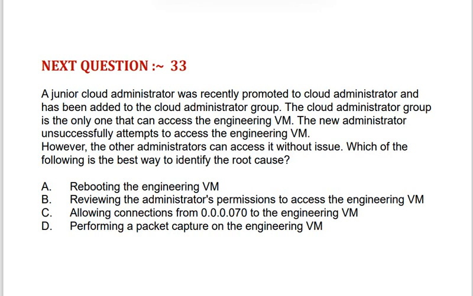Question is, a junior cloud administrator was recently promoted to cloud administrator and has been added to the cloud administrator group. The cloud administrator group is the only one that can access the engineering VM. The new administrator unsuccessfully attempts to access the engineering VM. However, the other administrators can access it without issue. Which of the following is the best way to identify the root cause?